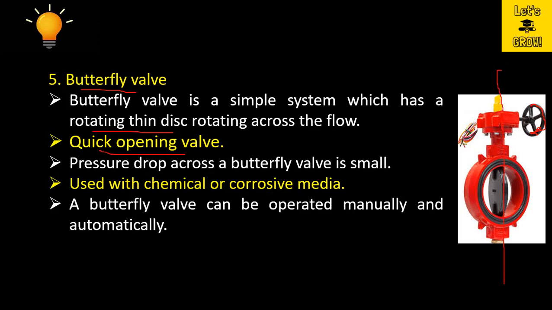It is a quick opening valve again, and the pressure drop across a butterfly valve is small. The small pressure drop takes place because the area of opening is very large as compared to another type of valve, and it is used with chemical or corrosive media. And this butterfly valve can be operated manually and automatically.